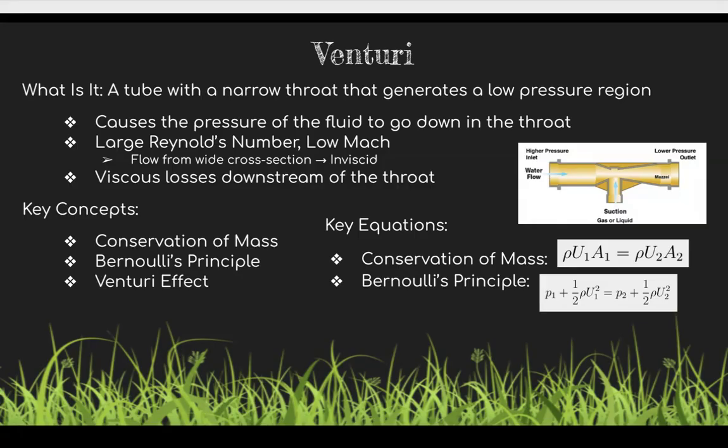A key concept to note here is the conservation of mass, since the velocity of the throat must be higher than that in the wider regions of the tube, and also means that the velocity in the throat increases by the ratio of areas. Bernoulli's principle also applies here as the throat flow increases, so pressure must go down per the Bernoulli equation. The Venturi effect also is something to note here as well.